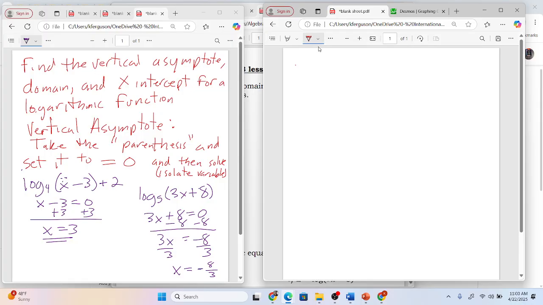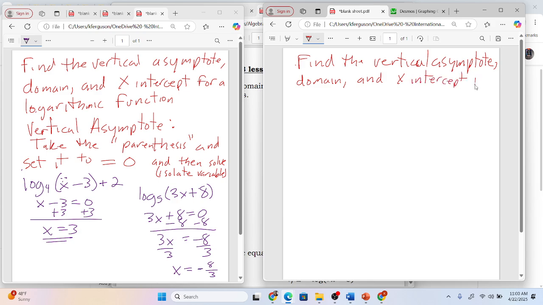I need to do the last one. So find the vertical asymptote, domain, and x-intercept for a logarithmic function. Finding the x-intercept, I think, might be the most intense one.